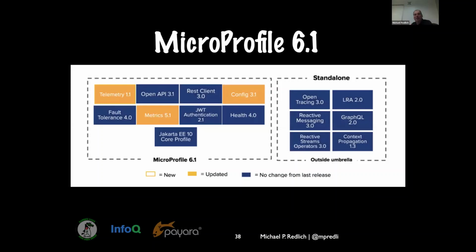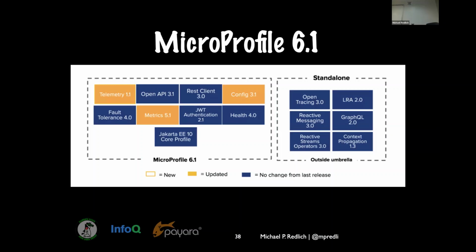Here's the MicroProfile set of specs. Let me come over there, sort of. Hopefully people can hear me now. There's the core umbrella on the left. This is version 6.1, which just came out about a year ago. You'll see Config, as I mentioned, and then here's JWT.